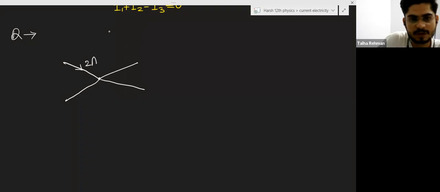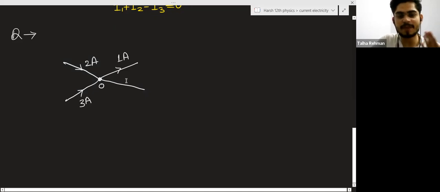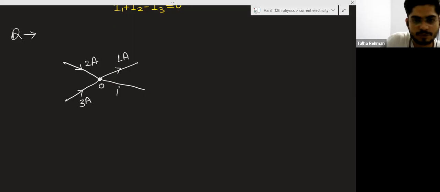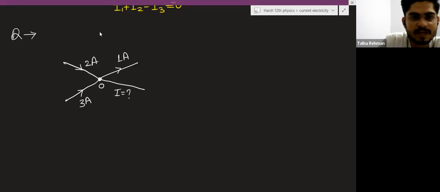From here, 2 ampere current is coming like this, and this point O is the junction point, and 3 ampere is like this, and 1 ampere is like this, and we don't know the magnitude of the current in this wire, and what is the direction of the current in this wire. So we have to find the current in this wire. This is the question we have to solve. How will we solve? We will apply KCL.